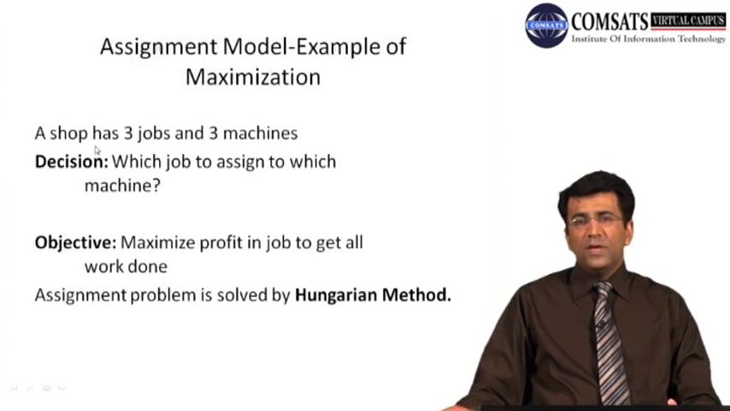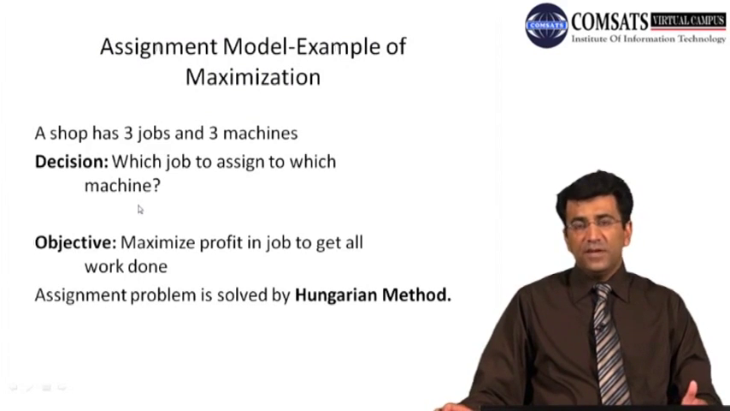Now again class, let's have a practical illustration. A shop has 3 jobs and 3 machines, and the question is which job is to be assigned to which machine. Again, that is a sort of assignment problem. But in this case, your objective is not the minimization of cost, but you are interested in maximizing the profit in order to get all the work done. So again, this is the case of maximization, and the assignment problem is solved using the same algorithm, that is the Hungarian method, which we used in minimization problems.